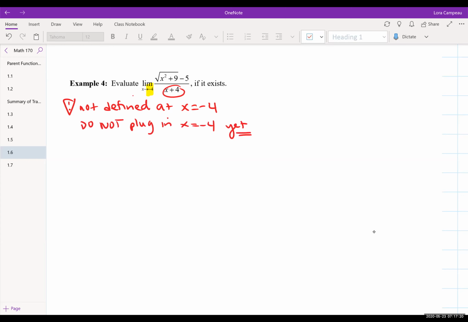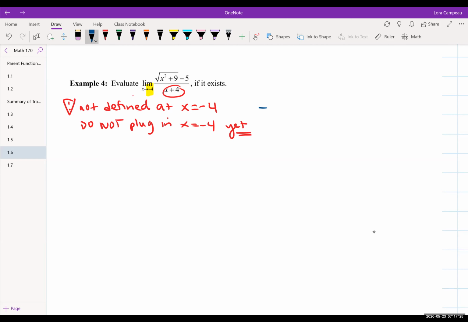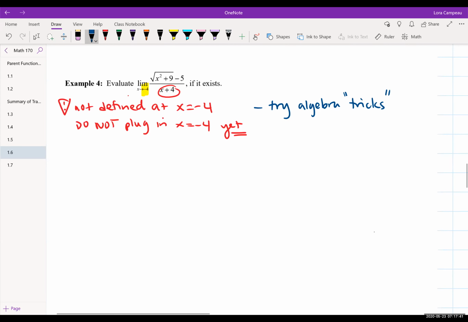I'm hoping that I can try some algebra tricks to see if I can simplify the argument down to something that I might be able to plug in x equals -4. And when I say algebra tricks, it's pretty much your prior math knowledge. We're looking at maybe, can we rationalize? Usually when there's radicals, that's kind of a key thing to try.